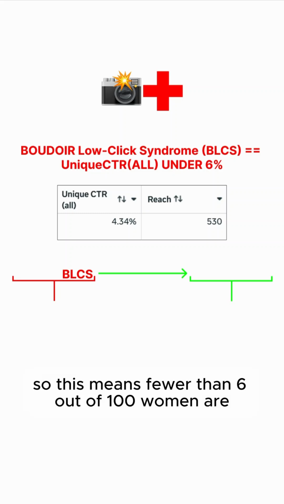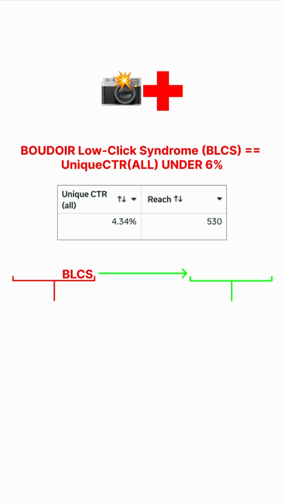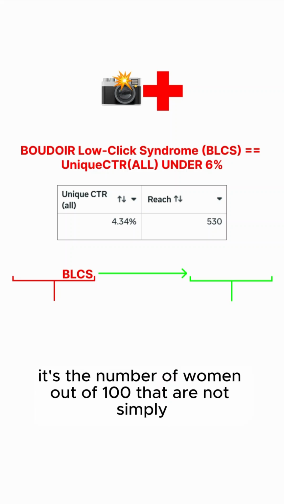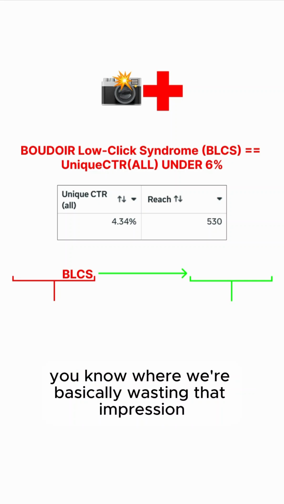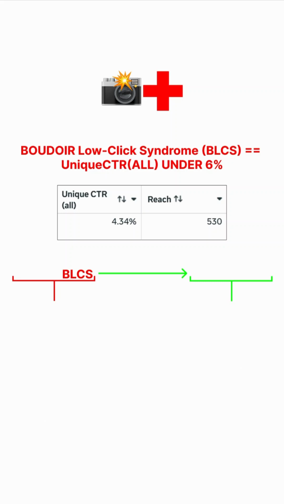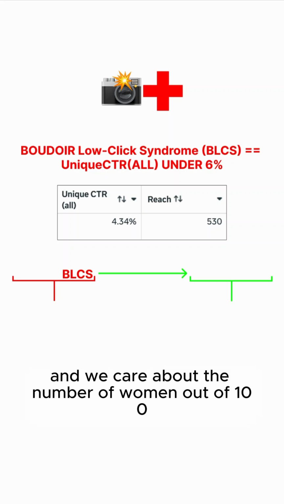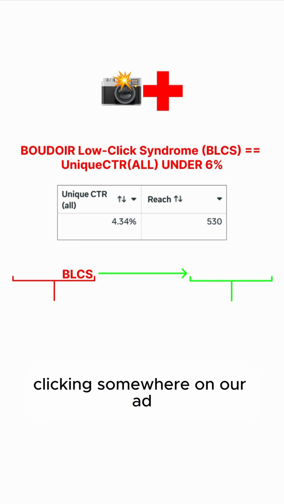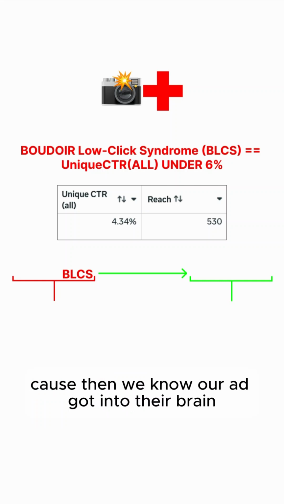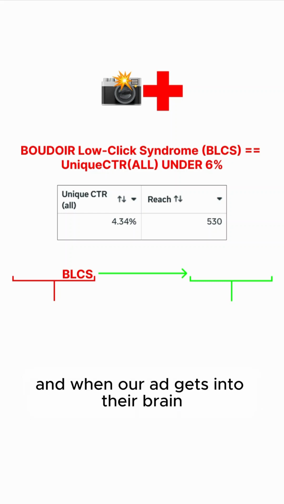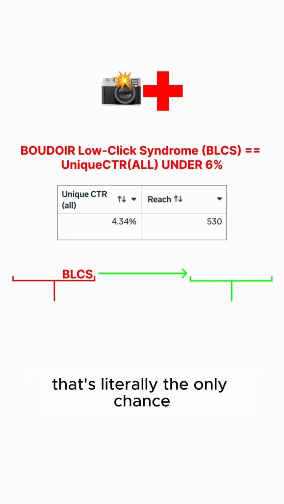So this means fewer than 6 out of 100 women are clicking somewhere on our ad, aka it's the number of women out of 100 that are not simply scrolling right on by, where we're basically wasting that impression. And we care about the number of women out of 100 clicking somewhere on our ad, because then we know our ad got into their brain. And when our ad gets into their brain, that's literally the only chance we have at them buying from us.